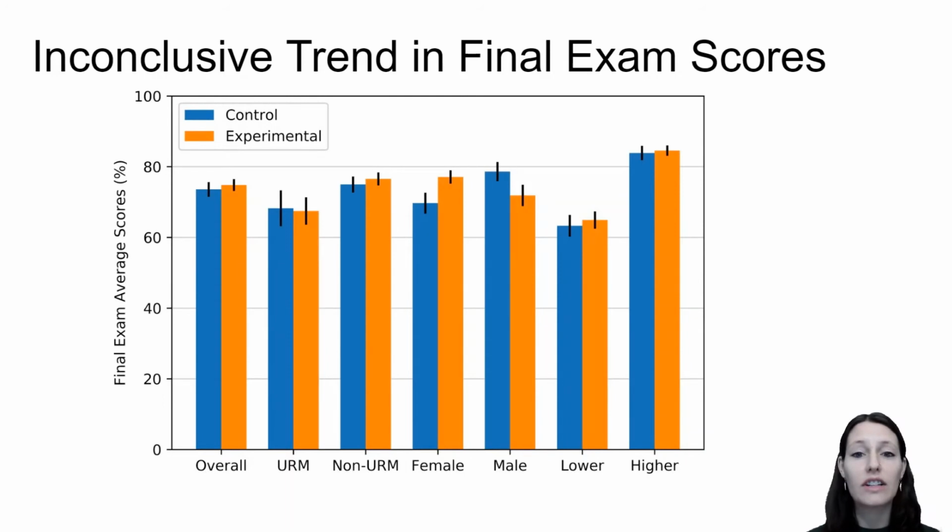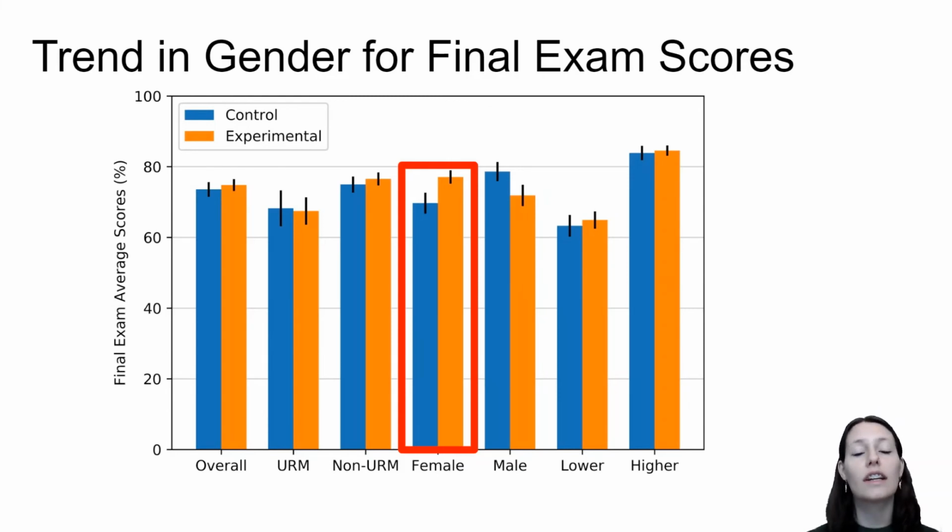Next, we looked at final exam scores. Here, we also saw an inconclusive trend between our experimental and control groups. The x-axis, once again, represents the different groups of students, and the y-axis represents final exam average scores. In this case, higher bars are better. The blue bar represents the control group, and the orange bar represents the experimental group. Now, while this was inconclusive, you can notice that there are some trends between these different groups, with the experimental group performing better in many of the cases.